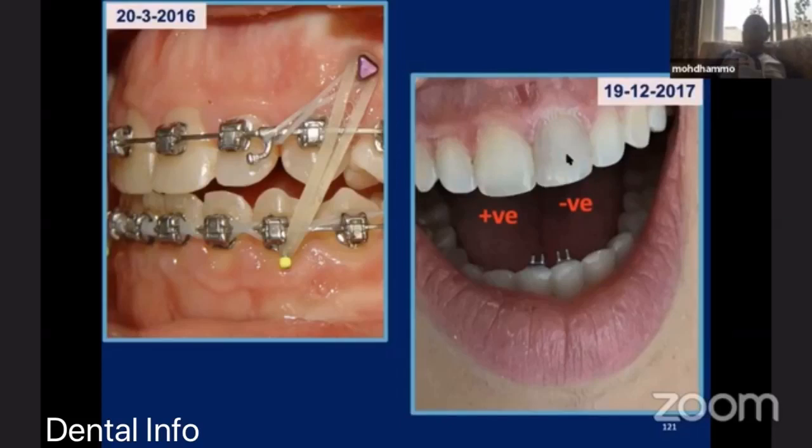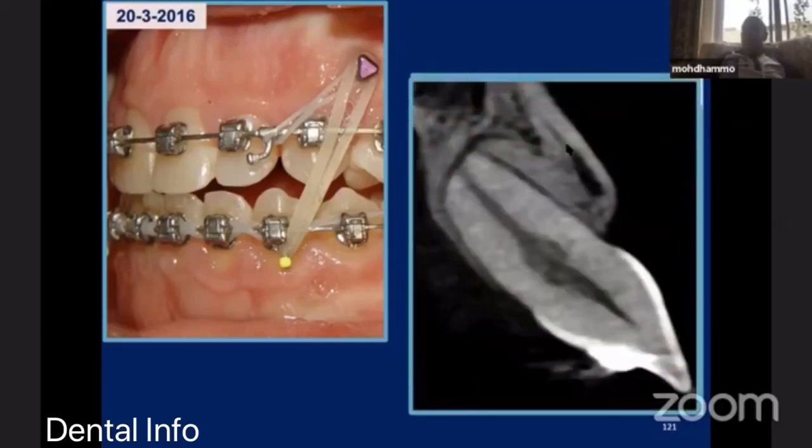So she came to check what happened. And when I checked the vitality test, it was negative. That means the tooth is necrotic. When I took an X-ray, and the CBCT here, you can see the resorption. So orthodontic treatment, if it is aggressive, might cause resorption of the tooth.